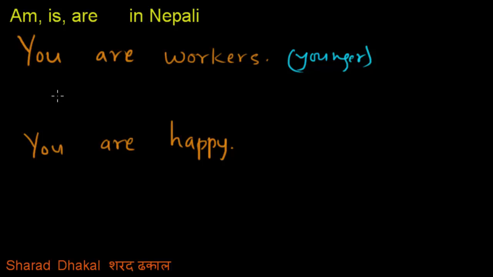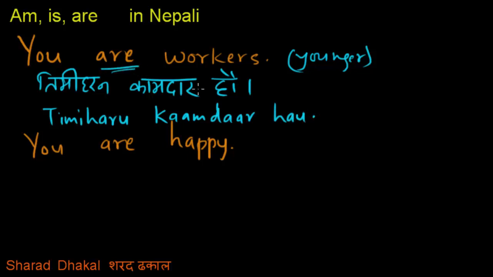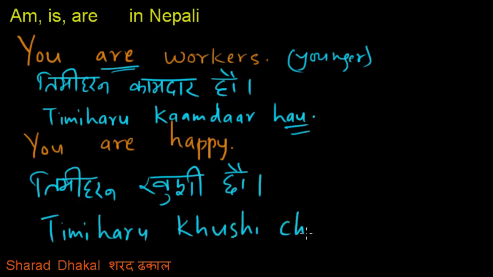Now, when you're talking with somebody younger, you are workers would be timiharu kaamdaar hau. Are is hau here. And you are happy, that's plural, timiharu khusi chau. That is timiharu khusi chau. Are is chau here.